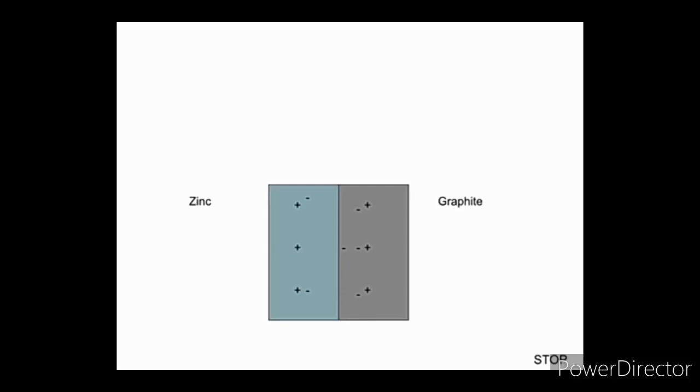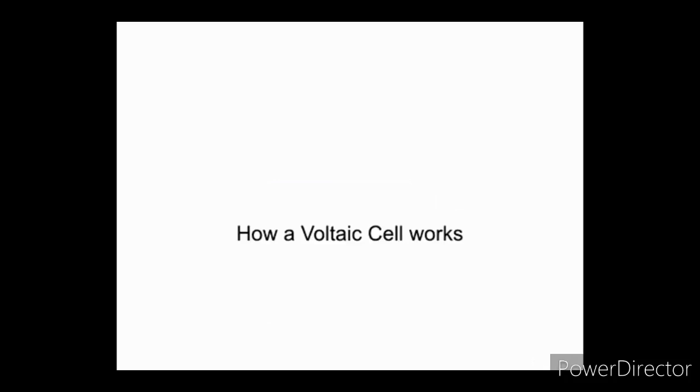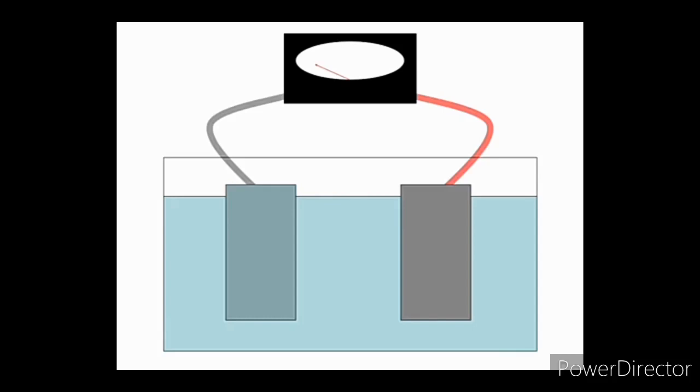For the zinc to be able to lose more electrons and for the graphite to be able to gain more electrons, they would both have to go back to being neutral again. Well, how does this happen? This is going to show how the Voltaic cell is able to produce that constant flow of electrons.